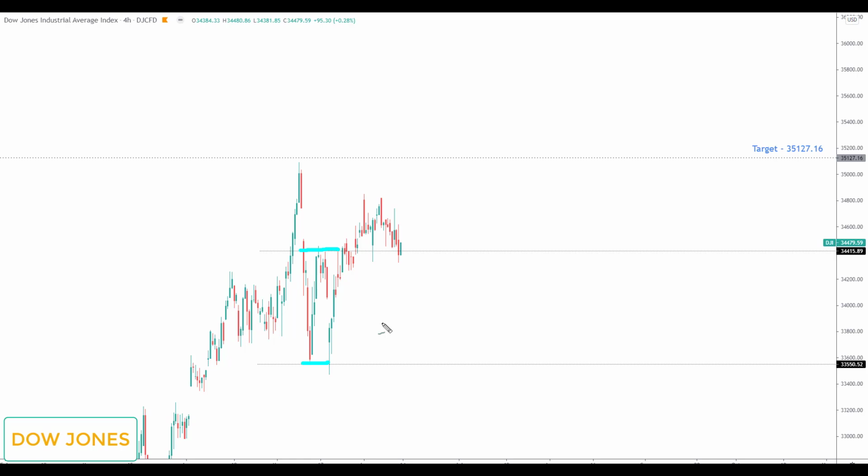So very simply put, the Dow Jones is right at a place now where I would be looking for bullish setups in this market into the next key of resistance, the upside, the target set at the 35127.16.